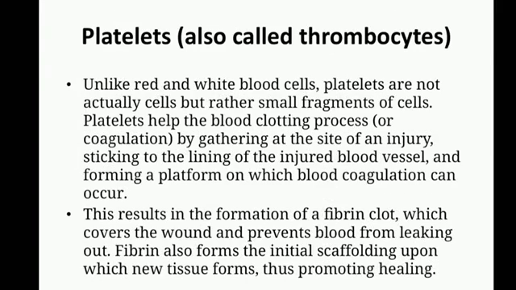Now coming to the last component of blood, platelets, also known as thrombocytes. Unlike red blood cells and white blood cells, platelets are not exactly cells, but small fragments of cells. Platelets help in the blood clotting process, which in technical terms is known as coagulation. They work by gathering at the site of an injury. They stick to the lining of the injured blood vessels and form a platform on which blood coagulation can occur.